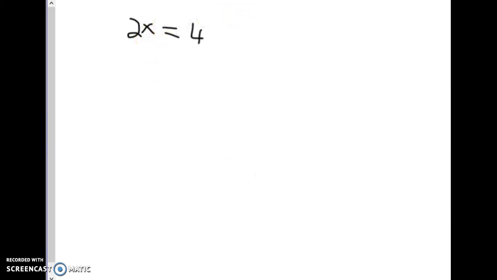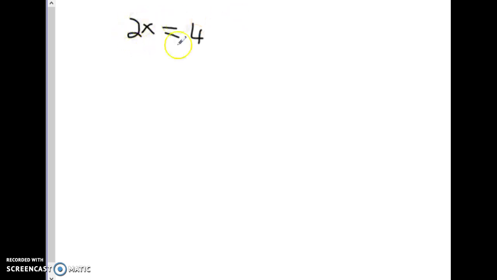Okay, for this video what we're going to do is work on 1 and 2 step equations. We're going to solve them, and the way we're going to do that is through color coding. I think it's a lot easier to use color coding to figure out what you need to do and where you need to do it. So let's start with our first problem here. It is simple, 2x equals 4.